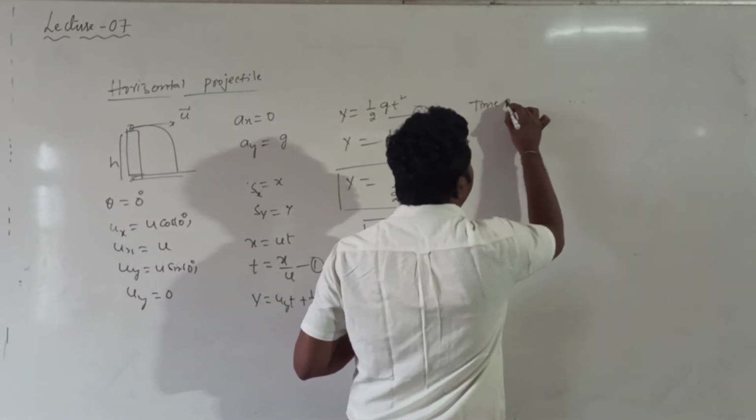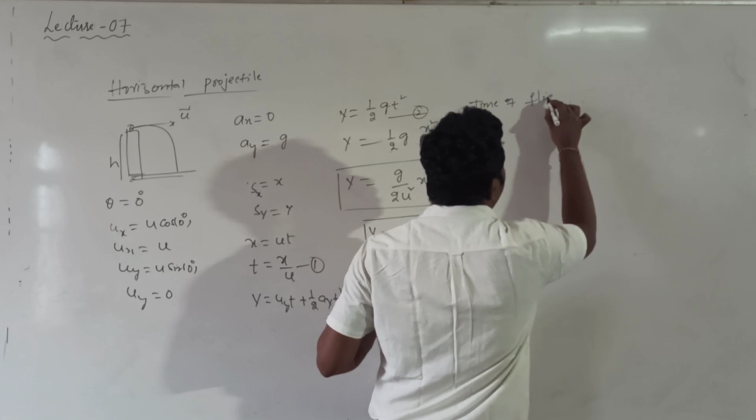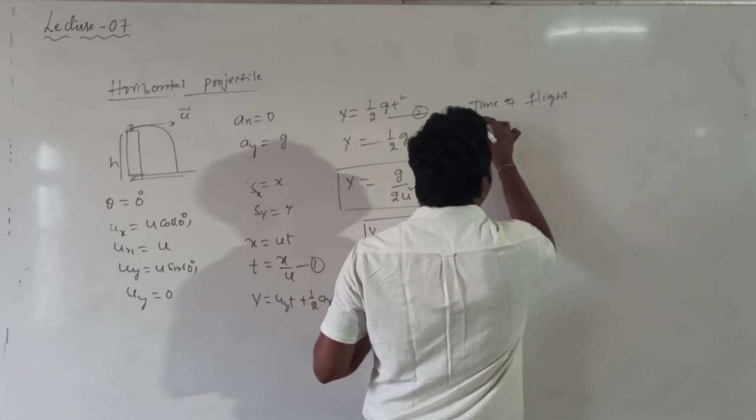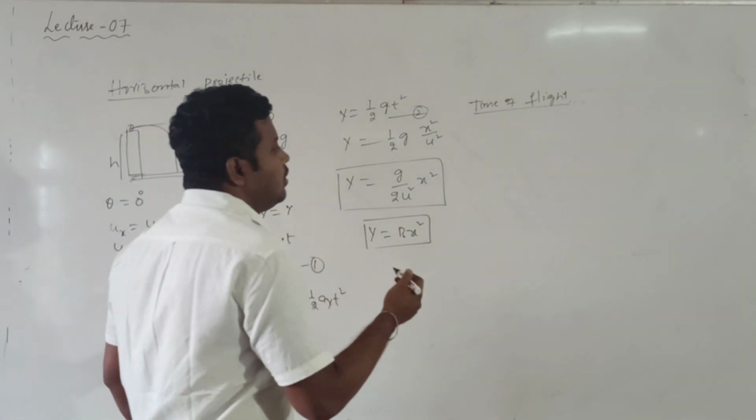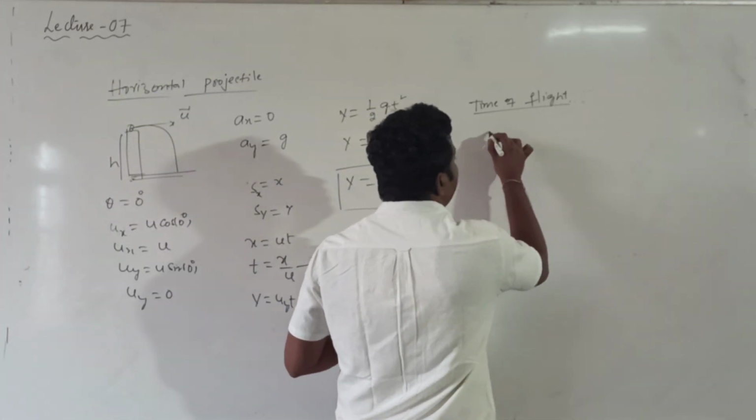Time of flight here is nothing but the time taken by the projectile to reach the ground. So here it is the time of reaching from maximum height to the ground. That is also called the time of descent. So let us calculate the time of flight value.